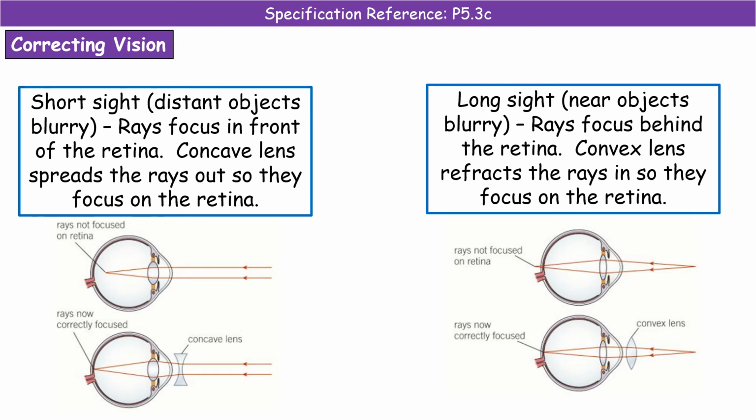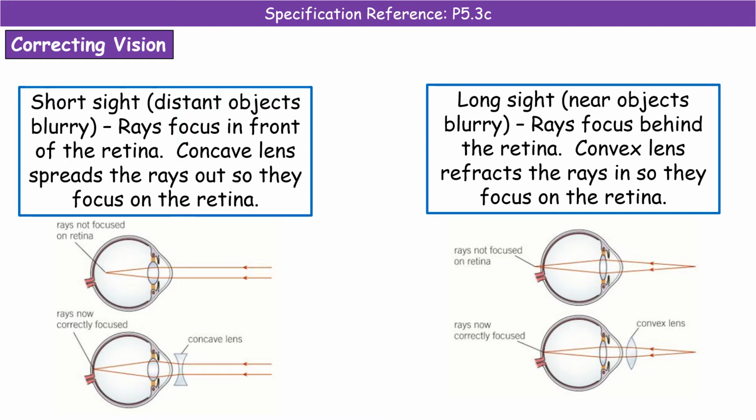So why do we have these types of lenses then? Well, one of the primary ones is because we're going to use them to correct different vision defects. This is something we've talked about in biology already. If you are short-sighted, that's where distant objects appear blurry, and the reason for that is that the rays of light are actually focusing in front of the retina, so it gives you that blurred image.